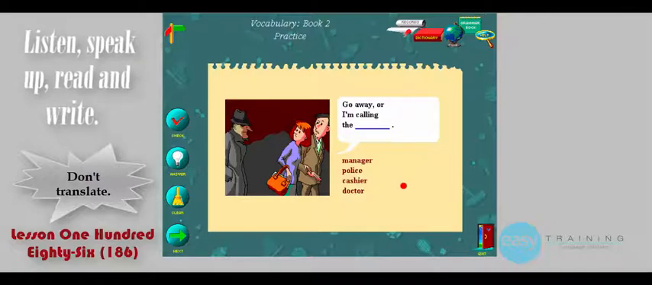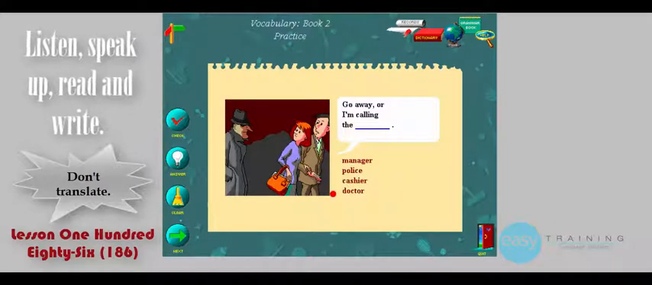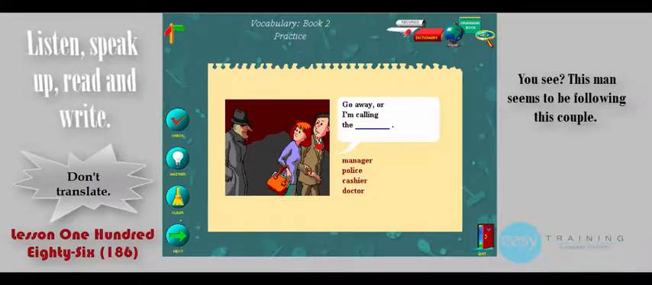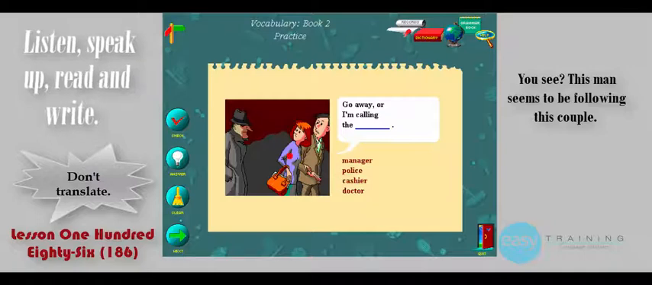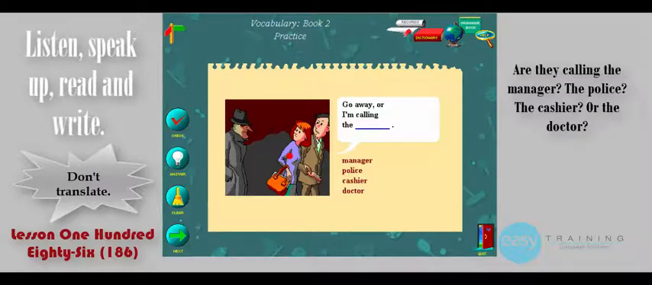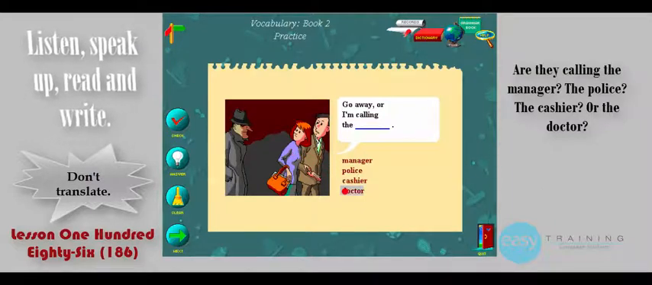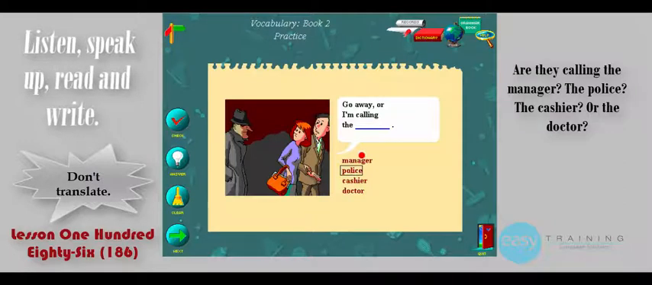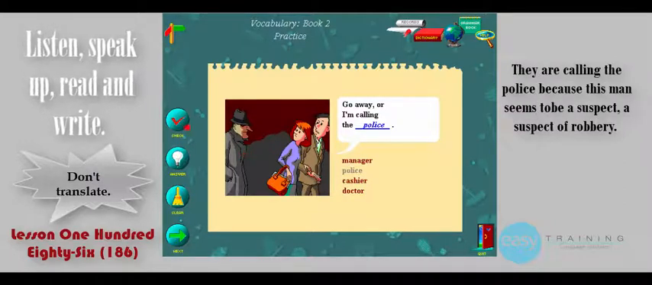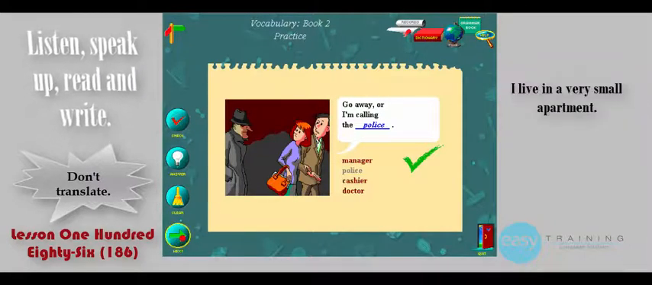Go away or I'm calling the blank. You see, this man seems to be following this couple. One of them says, go away or I'm calling the... Are they calling the manager, the police, the cashier, or the doctor? They're calling the police because this man seems to be a suspect. A suspect of robbery.